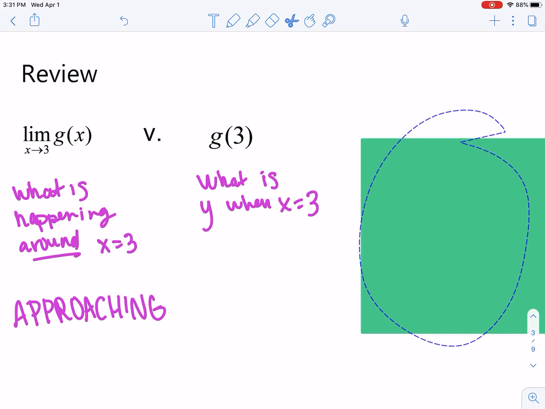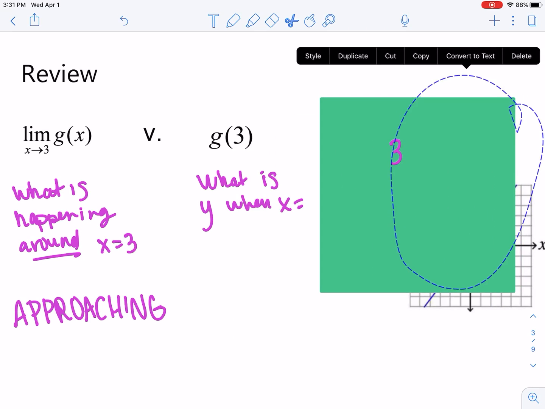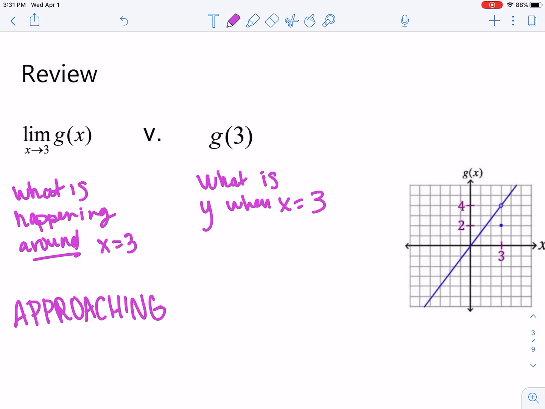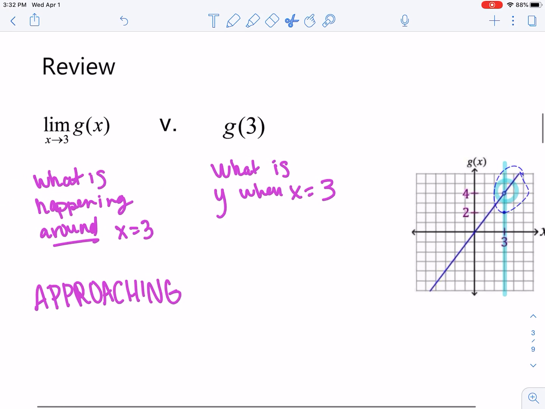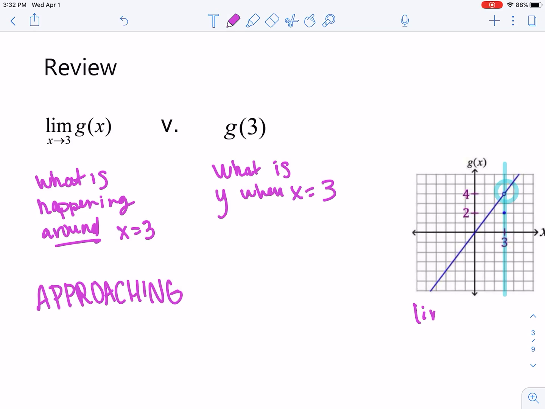So let's take a look at an example here. All right, so take a look at this graph. Can you decide what the limit and the function value is? So let's draw our guide here. If I approach x equals 3 from the left, it looks like I'm approaching y equals 4. And again, if I approach from the right, I'm getting that same y value. So the limit in this case, as x approaches 3, this was g of x, is 4. However, the function value is what is y when x is 3. Well, here I can see that when x is 3, y is 2. Okay, so again, the limit is what's happening around x equals 3, and the function value is what is y when x is 3.